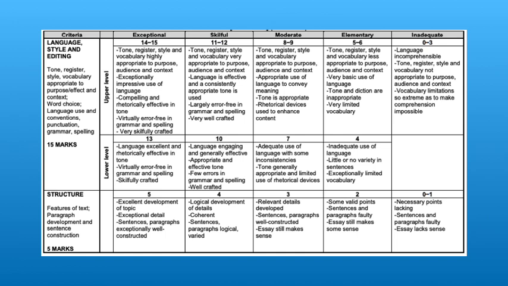And then lastly, we have structure, features of text, paragraph development, and sentence construction. So that's for 5 marks, and these are easy marks to get if you really take care as you write. So for the highest band, we're looking at excellent development of topic, exceptional detail, sentence, paragraphs exceptionally well constructed. And once again, that's got to do with planning.